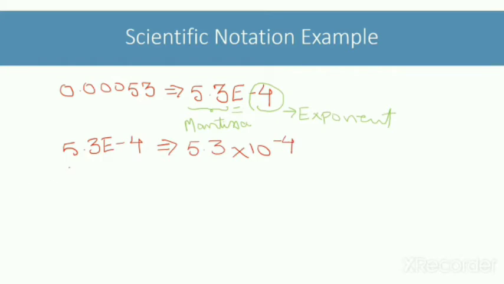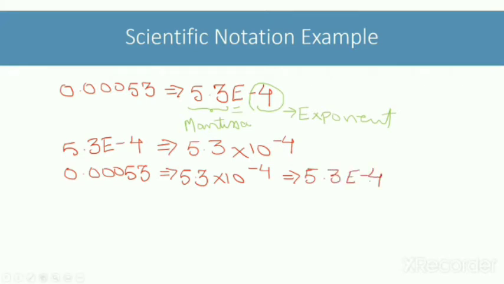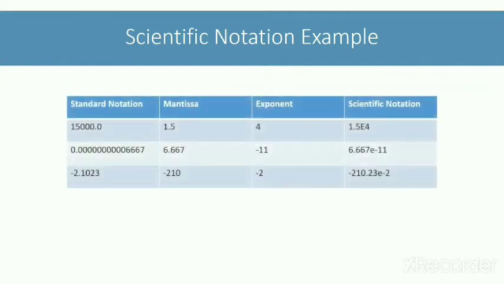Putting it all together, the standard notation floating point literal 0.00053 can be written in scientific notation as 5.3 into 10 to the power of minus 4, which is equivalent to 5.3e-4. Here are a few more examples to help you understand this better.